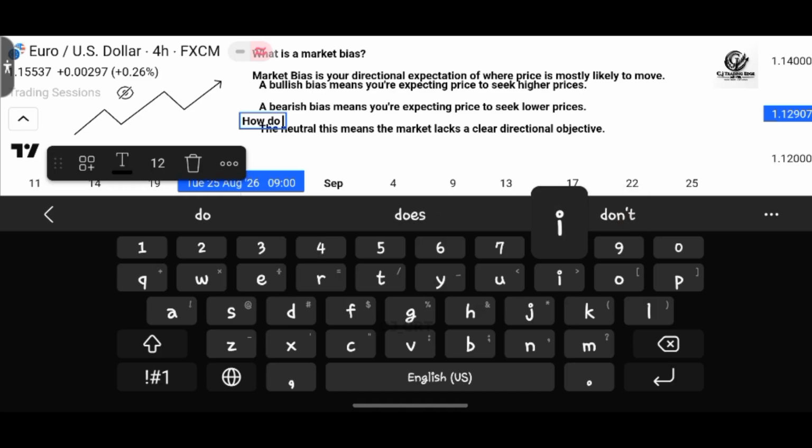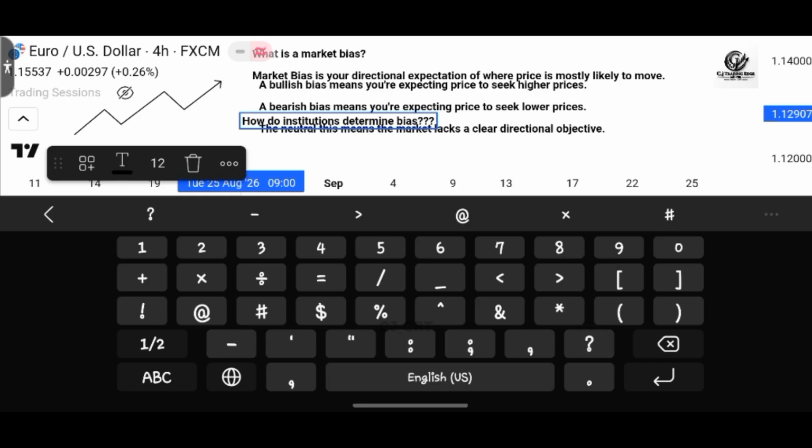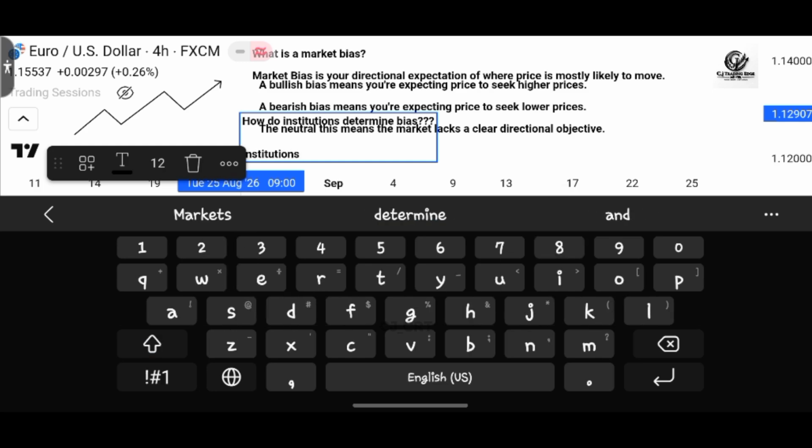How do institutions determine bias? Number one, institutions don't randomly decide to buy or sell. That's the number one thing.